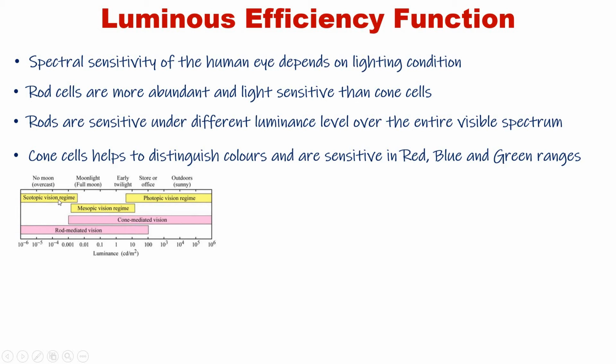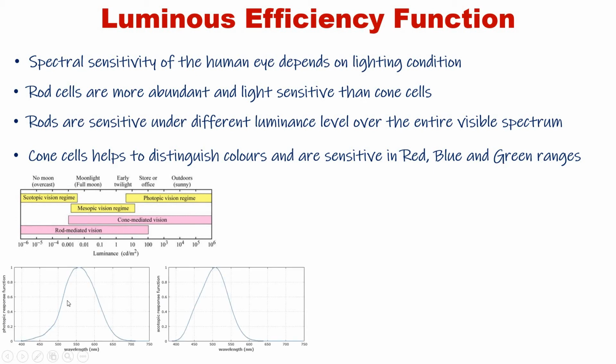And scotopic vision is where the light levels are very low. For example, if we are in twilight or at night where the light levels are very low and we are able to see an object, that vision is classified as scotopic vision, and that is made possible because of rod mediated vision, because of the rod cells. And we have already seen that rod cells are highly sensitive. And mesopic vision is the vision where the ambient light levels are neither too bright nor too dull, and that vision is mediated through both cone cells and rod cells.